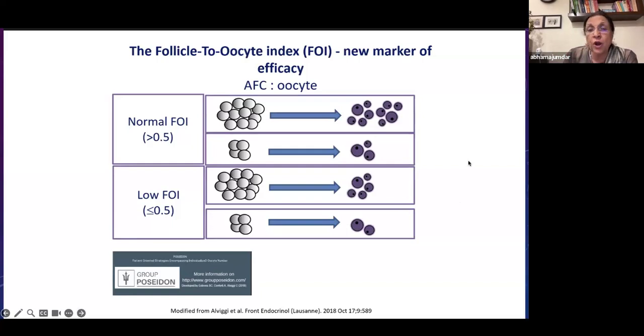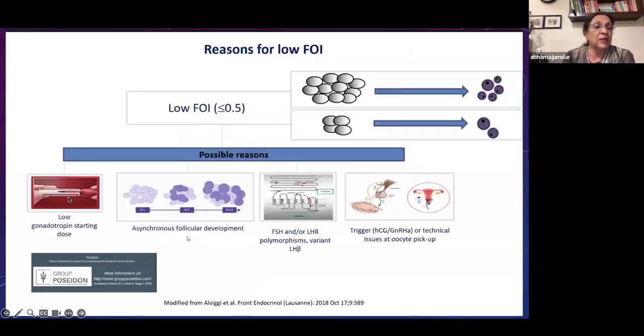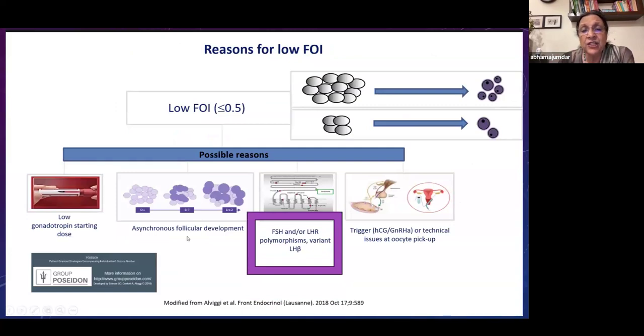And this is most common when we have started a low gonadotropin starting dose for whatever reasons, or there has been asynchronous follicular development, or there has been FSH and LH polymorphism, the variant LH beta. If this is present, then these patients, even with a so-called adequate dose and synchronous development of follicles, the response will be less. And the last cause we know for a low FOI is trigger problems or technical reasons for oocyte pickup, which may also lead to a smaller number of eggs picked up.